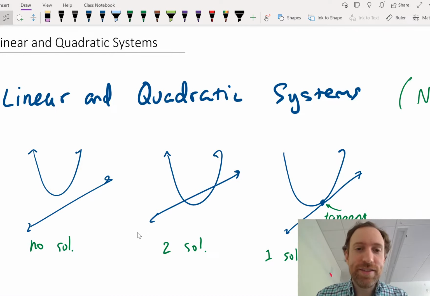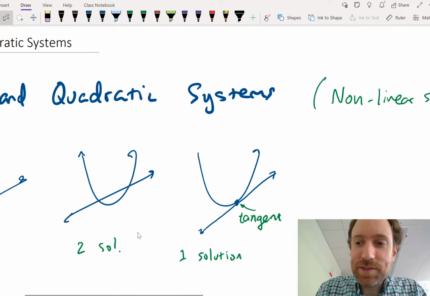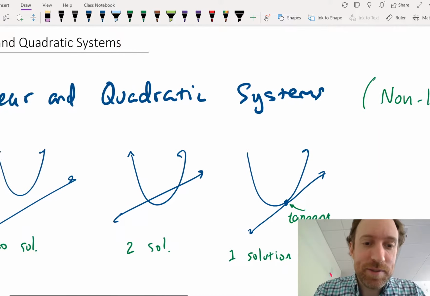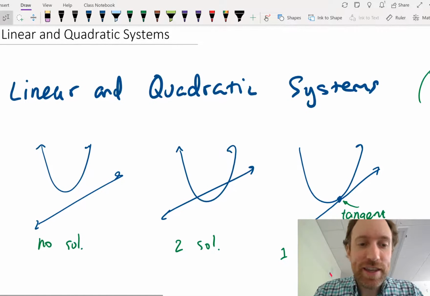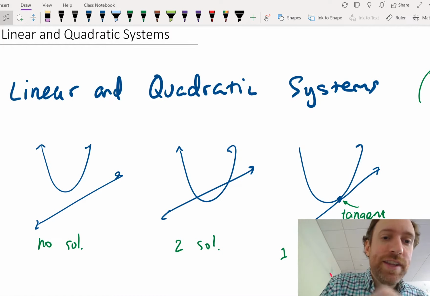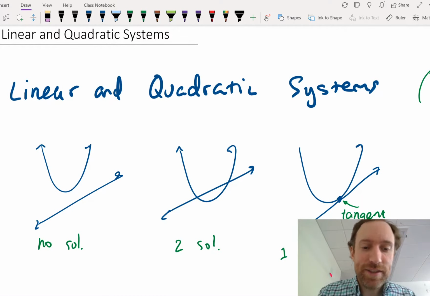Hello, let's learn about linear and quadratic systems. This topic is also sometimes just called nonlinear systems, because a nonlinear system is where you have a system of equations and one or more of them are not linear. So on the SAT in particular, linear and quadratic systems are very common, and they can look like this.